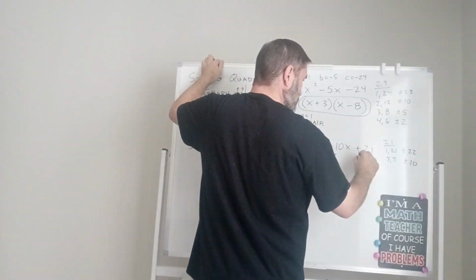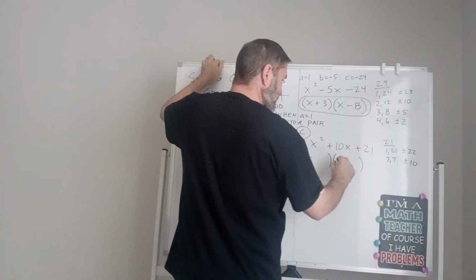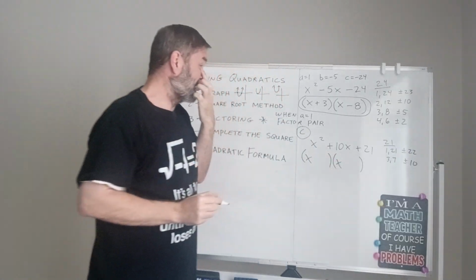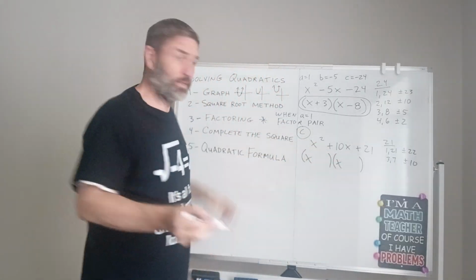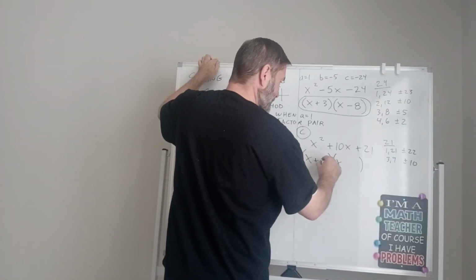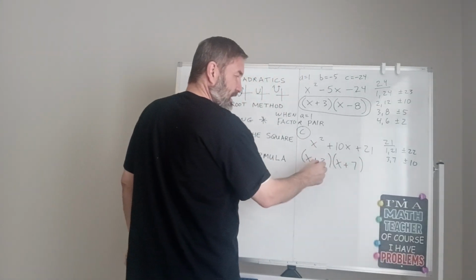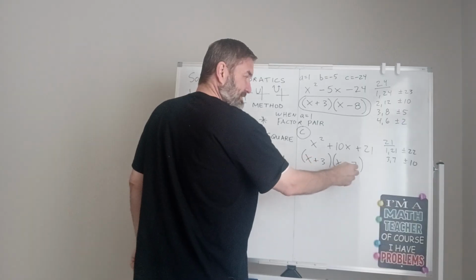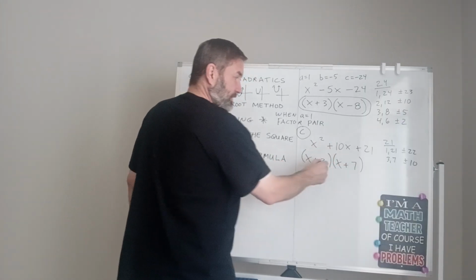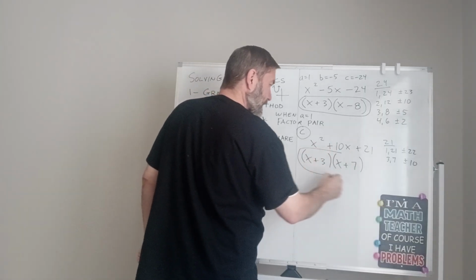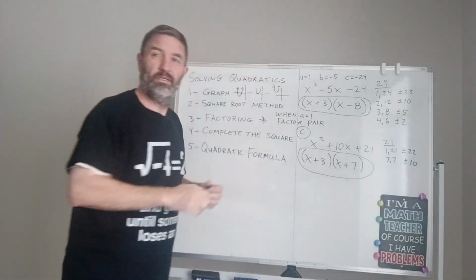We want 2 binomials. Since it's x squared, we want x and x. Okay, now to get a plus 10, I need a plus 3 and a plus 7. Yes? And all you have to do is check it real quick. x times x, that is your x squared. I've got a 3x and a 7x, added together is your 10x, and 3 times 7 is 21. So I have factored it.